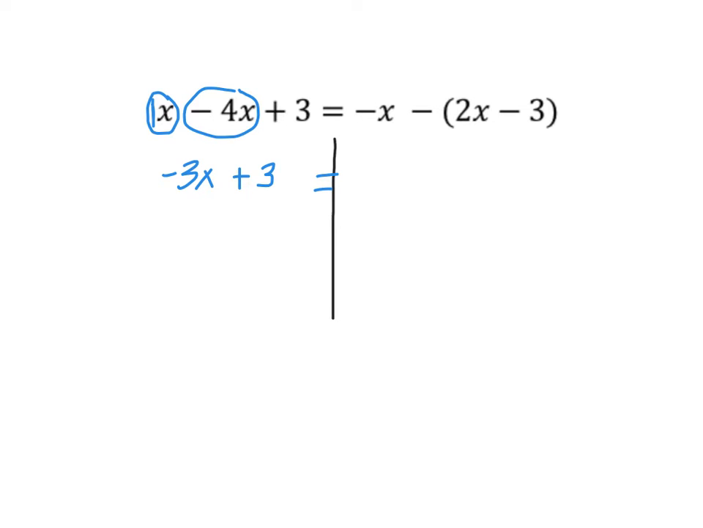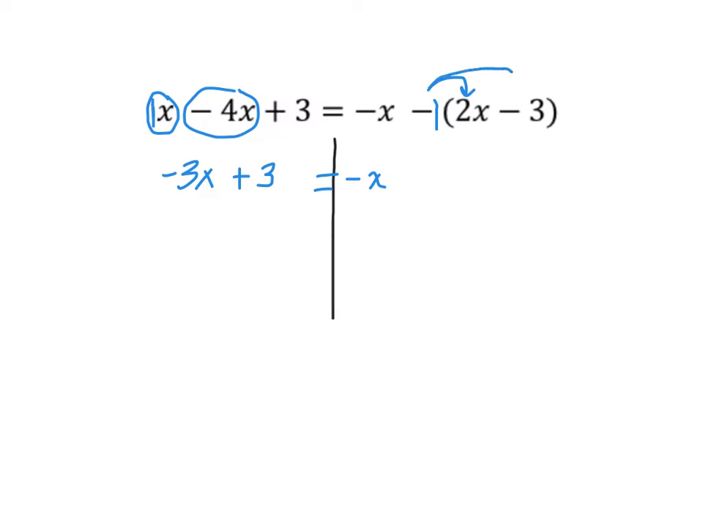Now, I see I have parentheses, which means I need to distribute to get rid of them. However, I don't see a number in front of the parentheses. So remember, if there is not a number, that's like there's an invisible 1 here. So I'm going to leave and just bring down this negative x and deal with it in a minute. I need to distribute a negative 1.